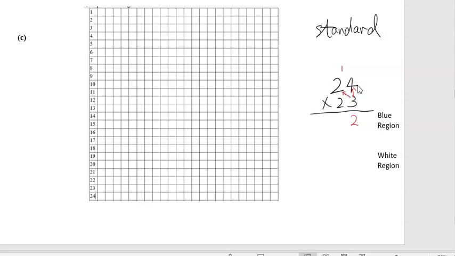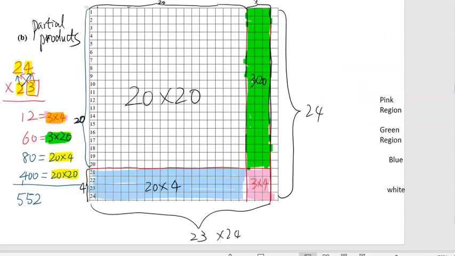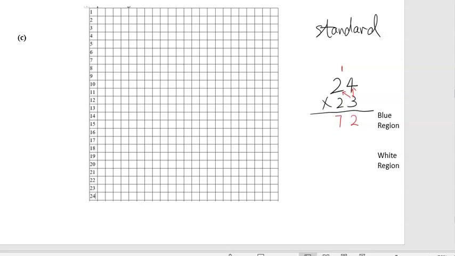And then we're going to multiply 2 and 3 to get 6, which means 6 tens. And there's 1 ten here. Together, it's 7 tens. And so these first two operations that we did in partial products are combined into one step in the standard algorithm.